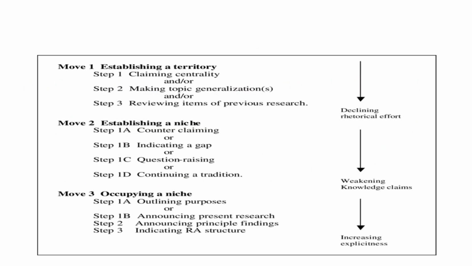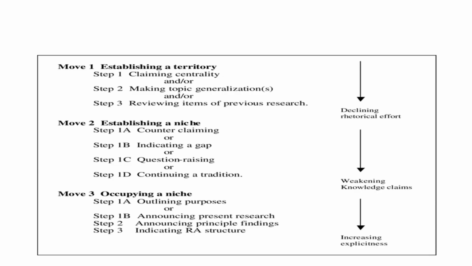So we move to the next section of the research article, which is the introduction. And this is the CARS model from Swales. The introduction section consists of three moves. Number one is establishing a territory. Number two is establishing a niche. And number three is occupying a niche.